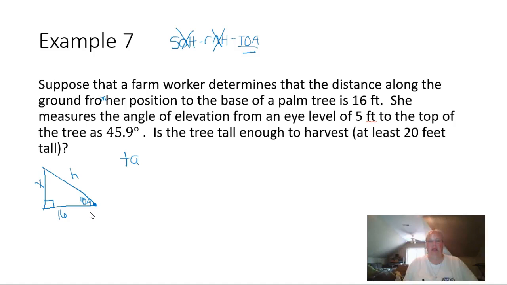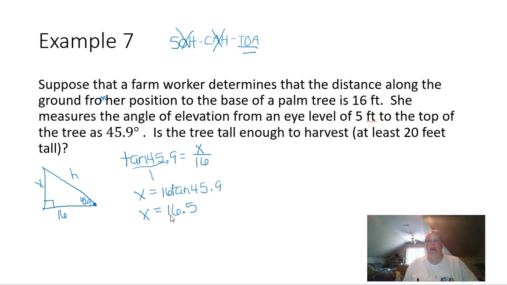All right, so the tangent of my angle, which we know to be 45.9 degrees, is going to be equal to the side across from 45.9, x, we don't know that, that's what we're looking for, divided by the adjacent side, 16. All right, if we cross multiply here, we will find out that x is equal to 16 times the tangent of 45.9. And when we throw that into our handy dandy calculator and round it to 1 decimal place, we get 16.5.